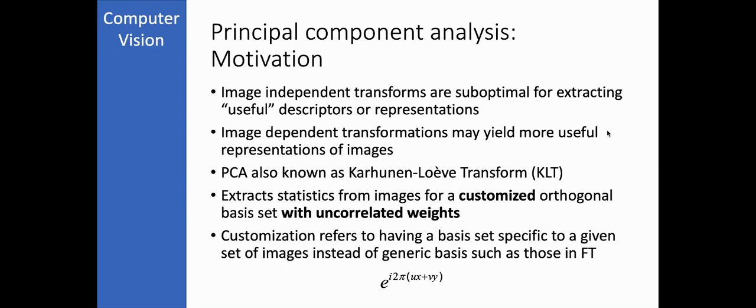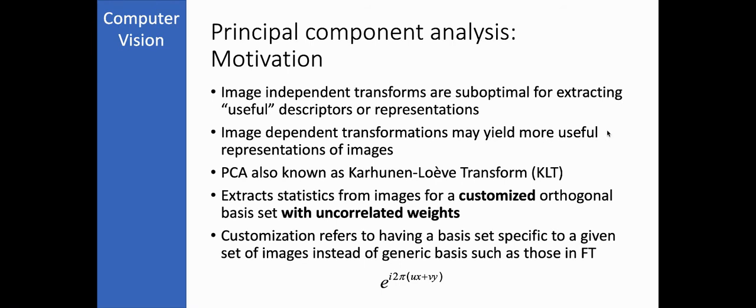Now, the motivation is actually quite simple. Image-independent transforms are suboptimal for extracting useful descriptors or representations. Instead, we want image-dependent transformations that may yield more useful representations of the images. Useful in terms of detection tasks, recognition tasks, restoration tasks.